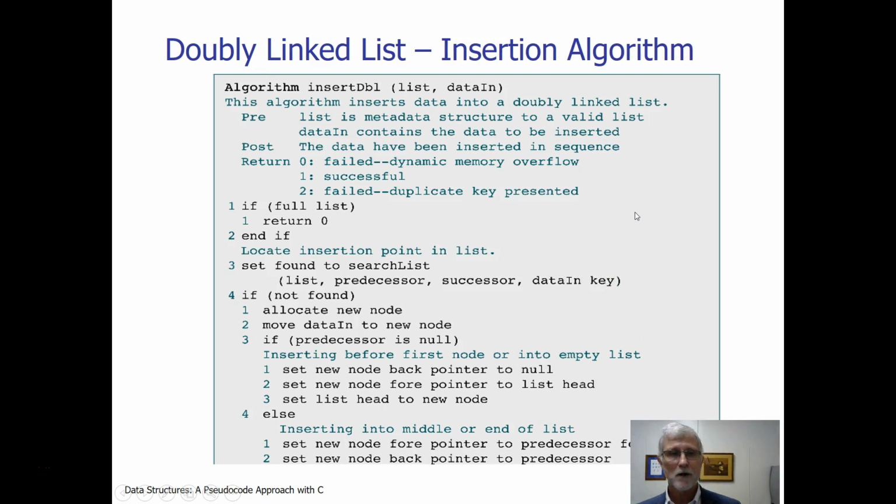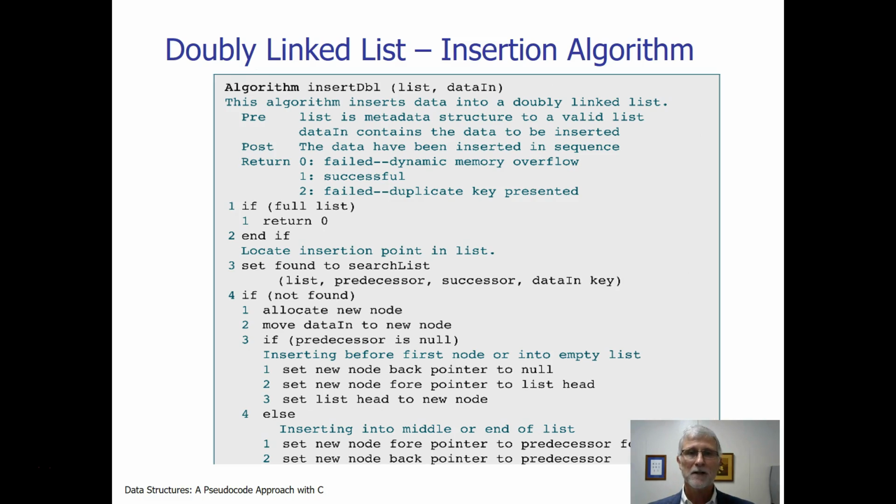So here's the algorithm for inserting into a doubly linked list. Your preconditions: you've got the list, and you've got the data you want to insert. And what are you returning out? I'm returning the data inserted in sequence. That is crucial.